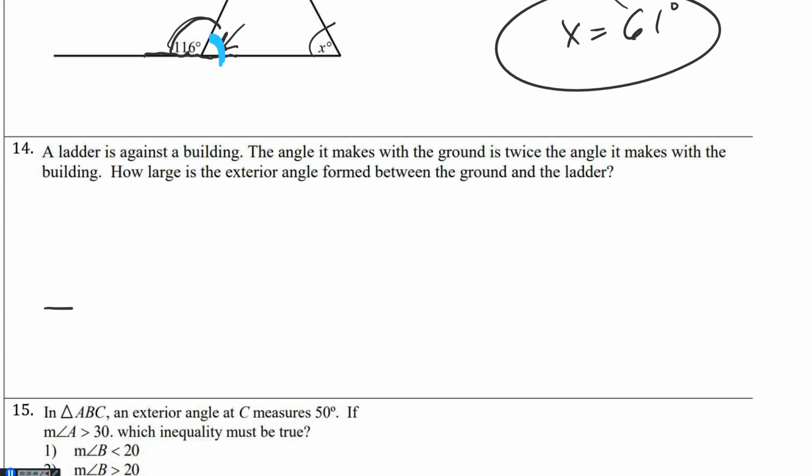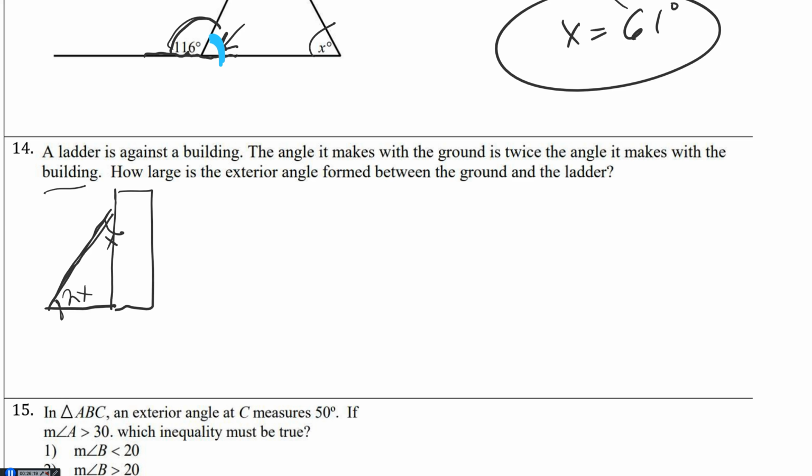So I have the ground. I've got some sort of ladder going up. It hits a building. Here's my building. And it says the angle it makes with the ground, so this angle right here, is twice the angle it makes with the building. So twice this angle. So I'm going to label this angle that it makes with the building as x, and the angle it makes with the ground as twice x, or 2x.